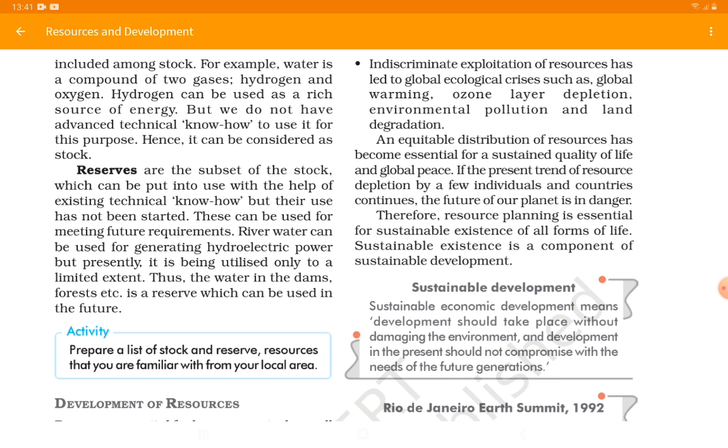First, there should be no environmental degradation. Second, you should use resources or limit their use in such a way that it should not compromise the access of future generations to them.